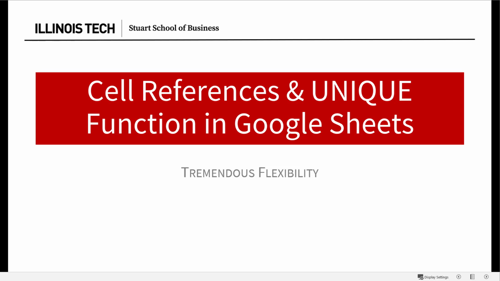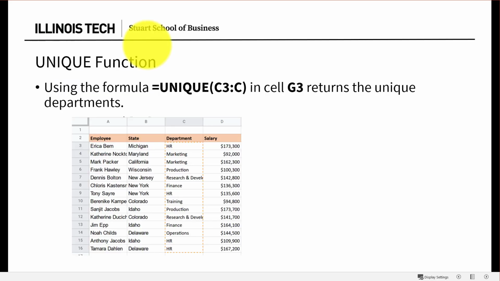In this lesson, I want to talk about cell references and how in Google Sheets there's a much more flexible way to enter cell references, and then introduce the unique function, which is also a new function in Excel. So the way that cell references are going to work now is that you don't actually have to put in the row when you're using a reference like here, okay?